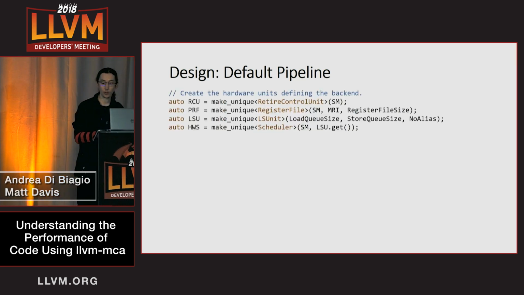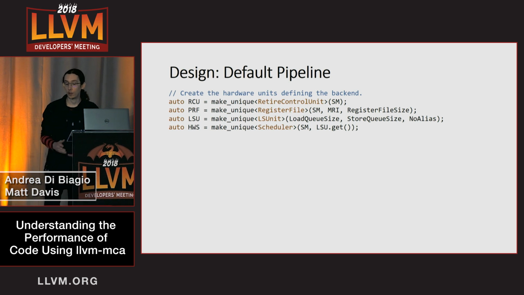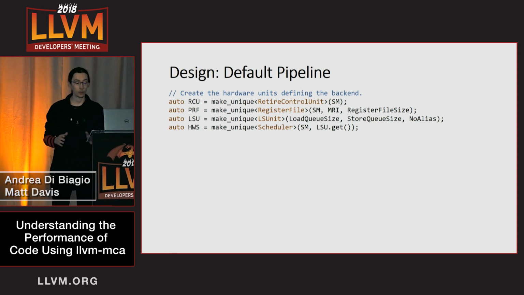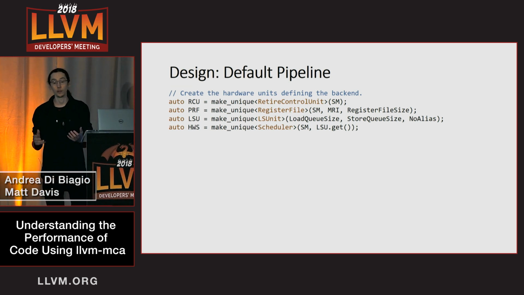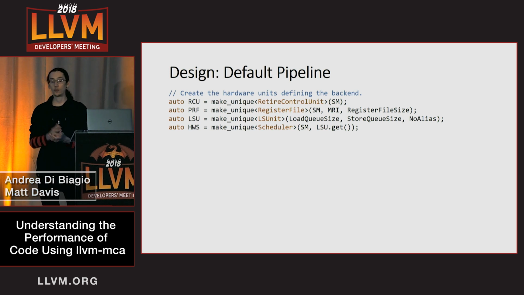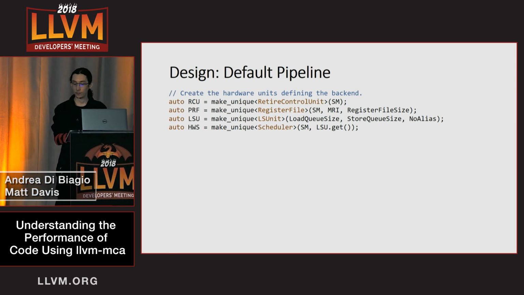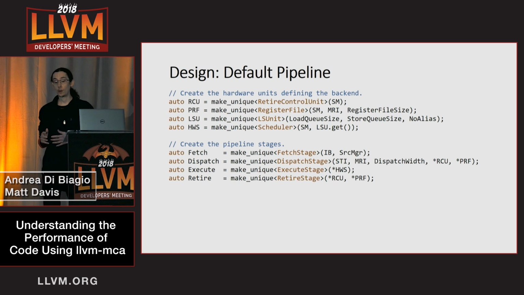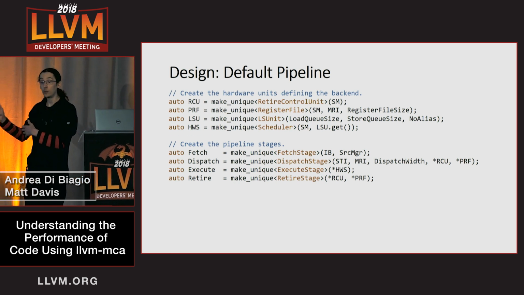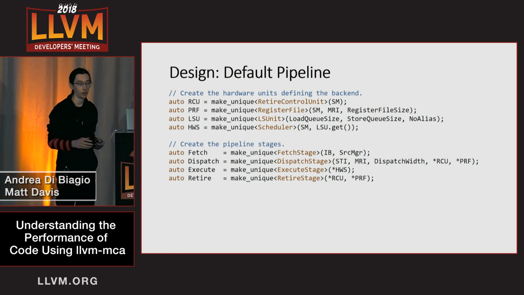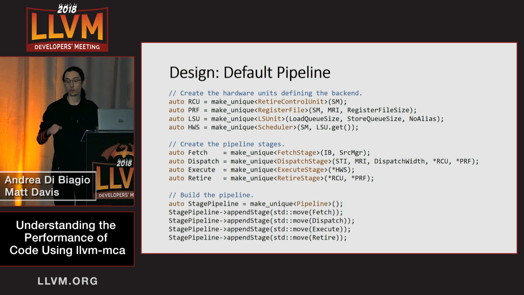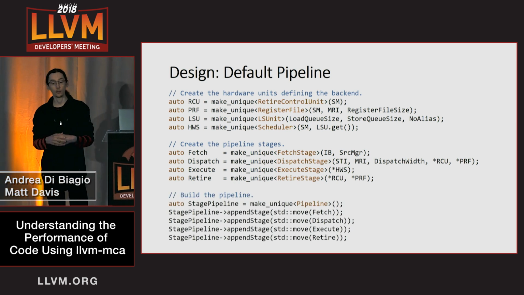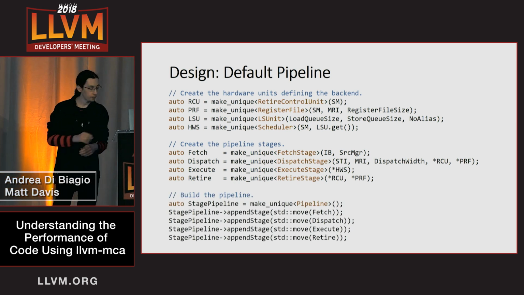So here's the source code of our default pipeline. Now it's going to look like a very verbose screen, but all I want to show is just the composability of this. So you see here we've defined all the hardware units. The next part is to define your stages, which make use of those hardware units we just defined. And then lastly, we have to just string everything together. So this is just specifying the order of the stages.